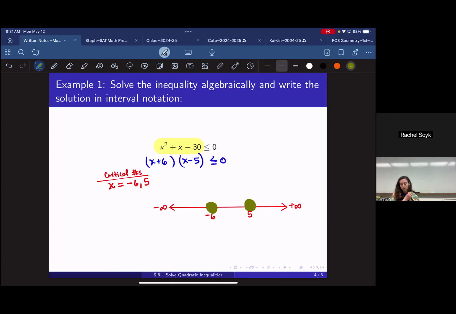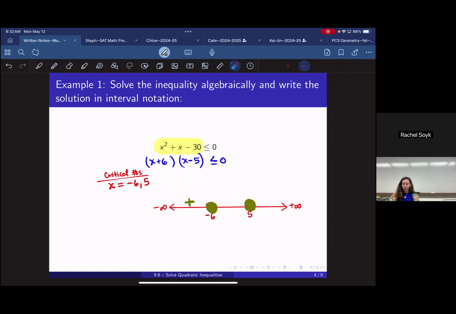Now we can go ahead and choose our test points. A value between negative infinity and negative 6. Just going to choose negative 7. When I plug in negative 7 for x, I get negative 7 plus 6, that's negative 1. And then I get negative 7 minus 5, that's negative 12. A negative times a negative gives you a positive value. So we end up with a positive in this range. We don't have to solve for the exact number. We just need to figure out, is it positive or is it negative?